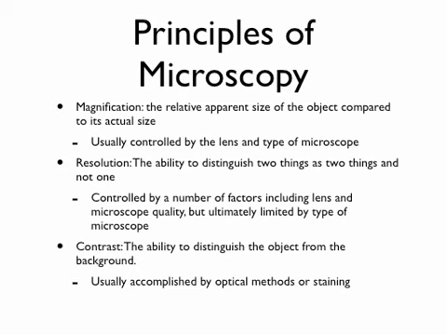The third principle, the third property, is contrast. Contrast is the ability to distinguish an object from the background, or the ability to distinguish two objects from each other. There are some microscopes that can increase contrast, but the primary way that contrast is achieved is through staining. And we'll talk about staining in the second half.